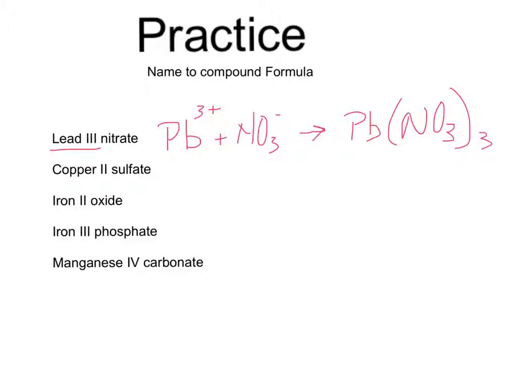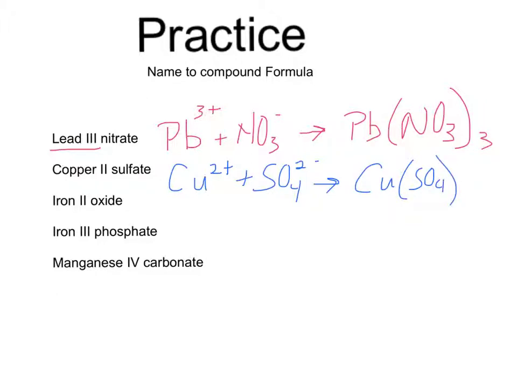Now I have copper 2 sulfate. Copper with a 2 plus charge. I'm adding it to sulfate, which we know has a 2 minus charge. So those are both going to balance out, so this would just be written as copper sulfate. Now, I'll just write these down here, all so you can check your answers and see how we're doing. So iron 2 oxide, okay, would look like this.